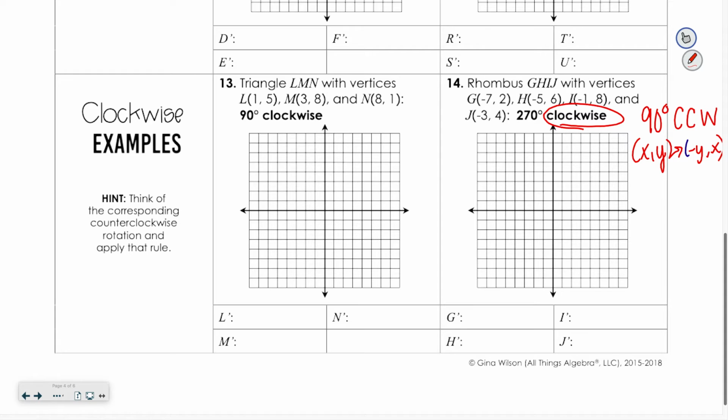But on the test, is Miss J going to put a big thing that says clockwise examples, be careful? Heck no. She's just going to put clockwise and expect you to pay attention.